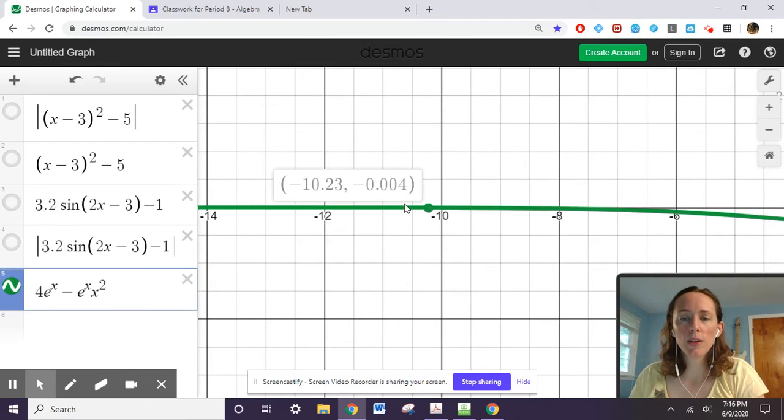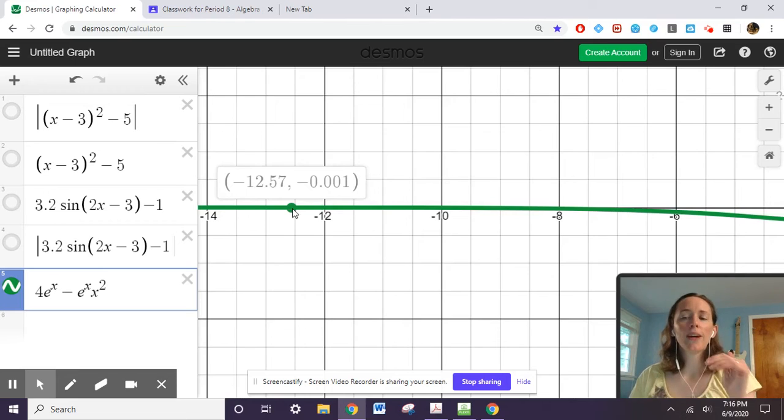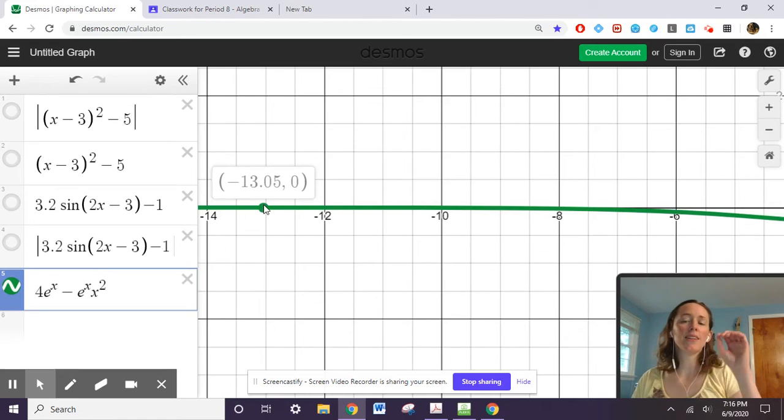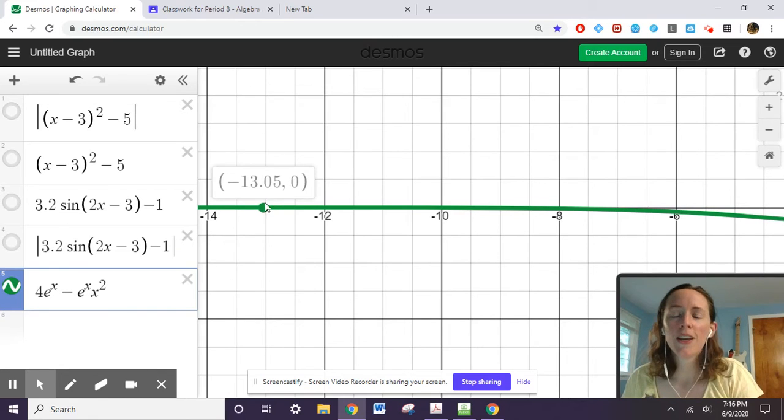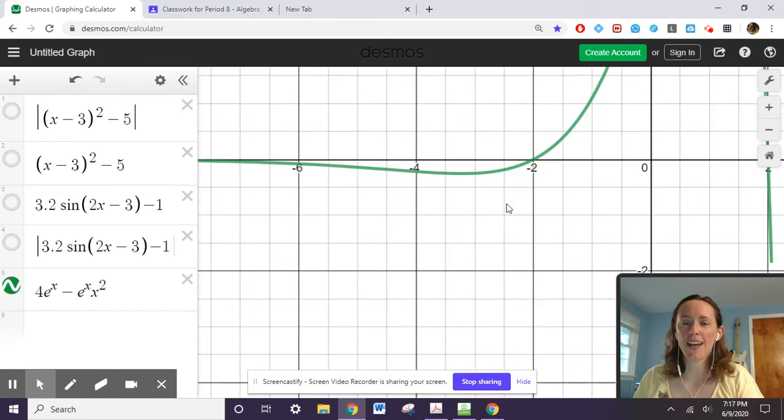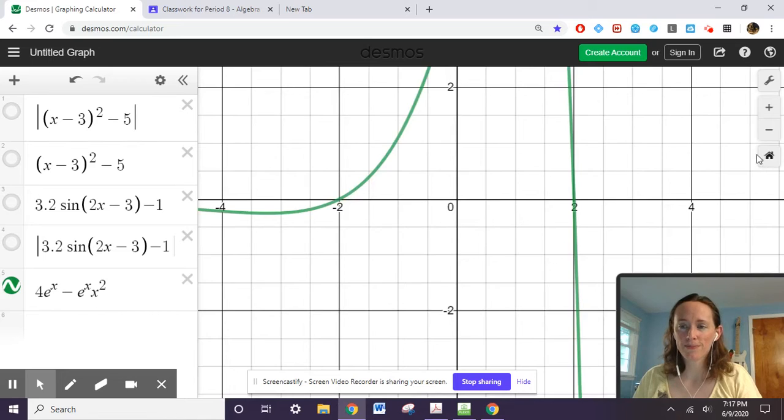And you can even put your cursor on there and slide out to the left, and you can see that the y value is staying underneath. Now, at that point, it did appear to become 0. You don't actually hit the x-axis again. What's happening is it's getting so close to 0 that even Desmos is rounding it to 0. But you are technically staying underneath that horizontal asymptote all the way out to the left.